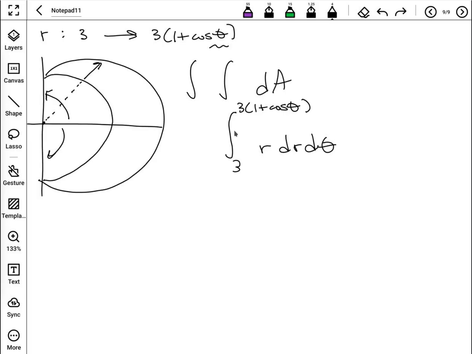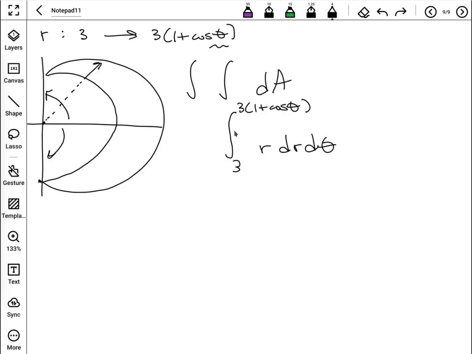If I wasn't told that, I could look at this picture and sort of be able to tell that the inner radius is the circle with radius 3. And if I knew what a cardioid was, I would be able to tell that's the outer radius, but that's not something that you would need to know on an exam, just basic shapes.